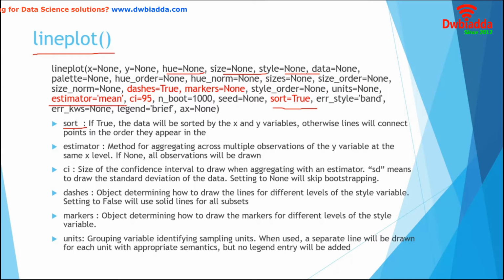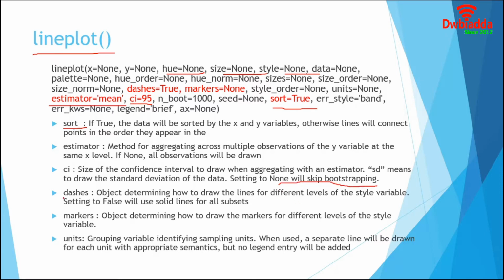Now, the estimator parameter. The default is mean. We basically set the method for aggregating across multiple observations of the variable y at the same x level. If we set none, all the observations will be drawn. The next one is the ci parameter. The default is an integer, which is the size of the confidence interval. We have two other options, none and sd. If we set sd on ci, it will represent the standard deviation of the data, and setting to none will skip bootstrapping.